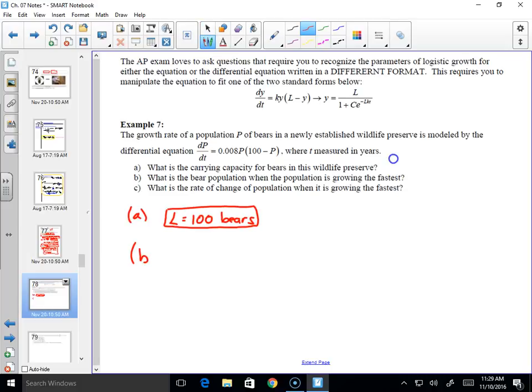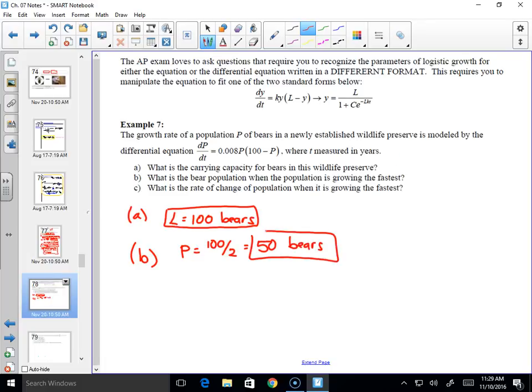Letter B. What is the population when the population is growing the fastest? 50. That was easy. You would have thought you would need to integrate to get back to P, or find the second derivative, find the point of inflection, then go backwards. But all you have to do is say P is equal to 1/2 of L. And it just asks for the population at the time, right?